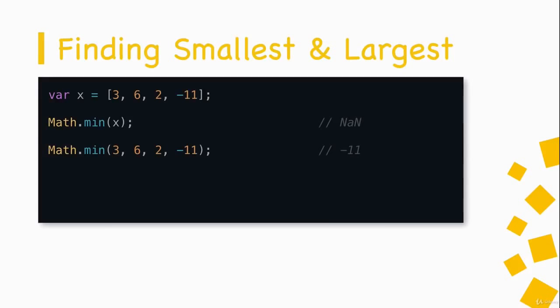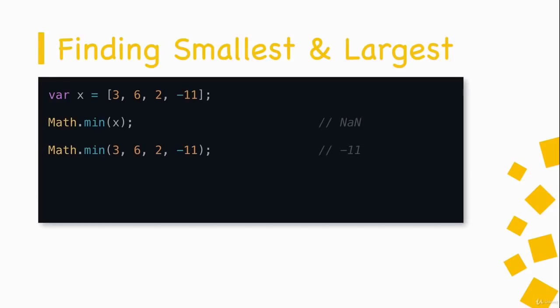However, in the second example, where we are using math.min and then in parentheses x, we're actually passing the whole array as a single parameter value inside the min method. But the min method doesn't work that way. The min method needs all the values separated by a comma as different parameters. But when you type in math.min and then x inside the parentheses, you're just giving it one parameter value, the array itself. But the math.min function doesn't accept an array. It accepts a list of values as separate parameters. That's why math.min and then x doesn't work. It returns a NaN, because the operation is invalid.